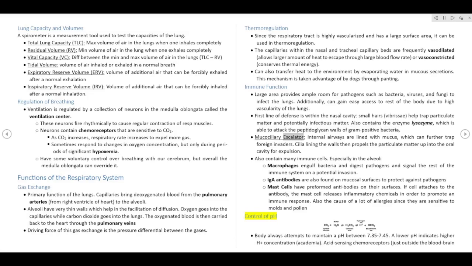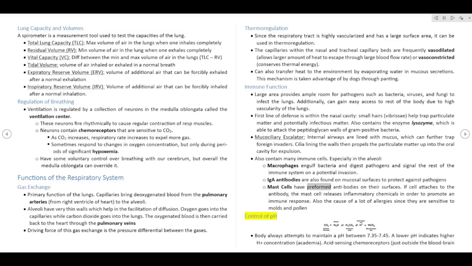Mucociliary escalator. Internal airways are lined with mucus, which can further trap foreign invaders. Cilia lining the walls then propel the particulate matter up into the oral cavity for expulsion. Also contains many immune cells, especially in the alveoli. Macrophages engulf bacteria and digest pathogens and signal the rest of the immune system on a potential invasion. IgA antibodies are also found on mucosal surfaces to protect against pathogens.